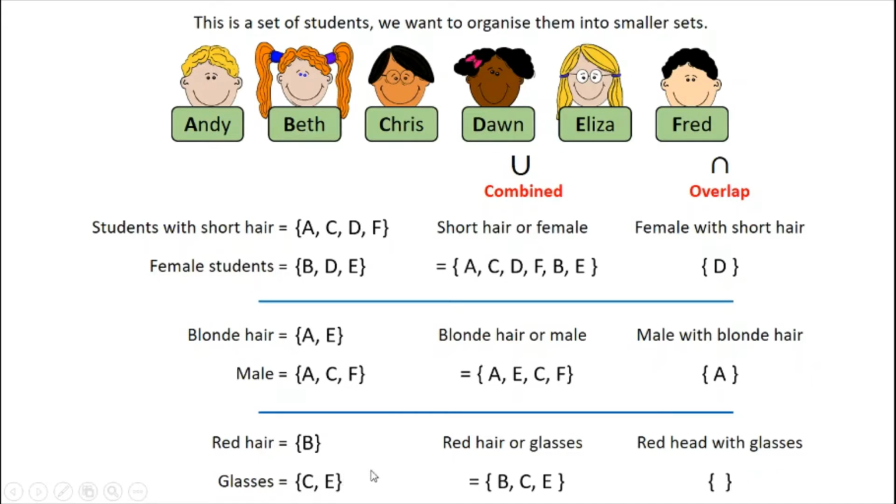The most important thing to take away at this point is recognizing this OR symbol and this AND symbol. If it's OR, we're just going to combine all the lists, making sure not to repeat any. If it's an AND, it's got to be any that appear in both sets. And that might be blank occasionally.